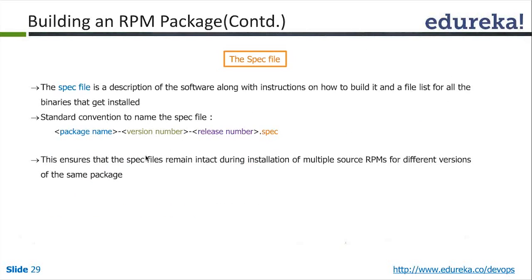Okay. So the spec file is a description of a software along with instructions on how to build it, and a file list for all the binaries that get installed. It is normally a file name with a .spec extension. This ensures that the spec file remains intact during installation of your multiple RPMs and source RPMs for various versions of the package.